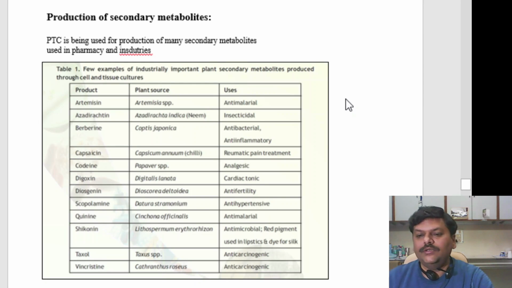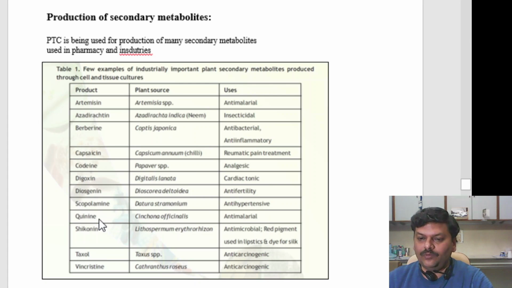Say, for example, azadirachtin. Azadirachtin is an alkaloid which is found in the leaves of Azadirachta indica, that means the neem. The botanical name for the neem tree is Azadirachta indica, and we all know that neem leaves are good as insecticide. The oil from neem leaves has good insecticidal properties and other insect killing properties. Capsaicin is again a secondary metabolite taken from capsicum. Codeine is a secondary metabolite which is taken from Papaver species. That means papaver is this poppy. And there are others listed here.